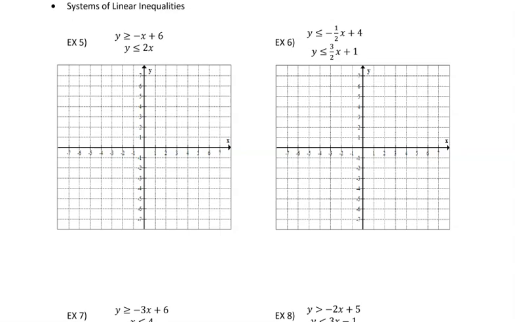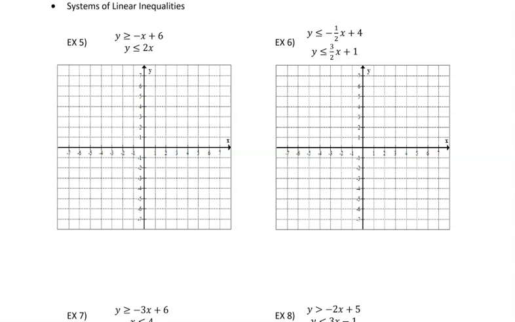Hi everyone, so in this video we are going to be talking about systems of linear inequalities. Systems of linear inequalities are going to be graphed very similarly to whenever we were just graphing an inequality. The difference is now we are going to be graphing two different inequalities, and our final shaded region is going to be wherever those two overlap. Okay, so let's go ahead and get started.